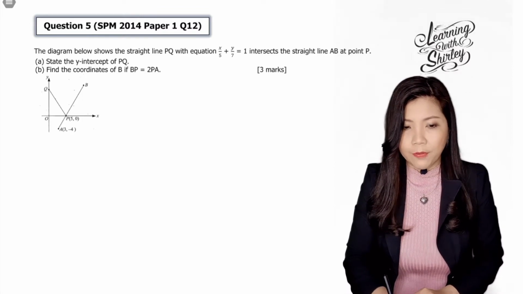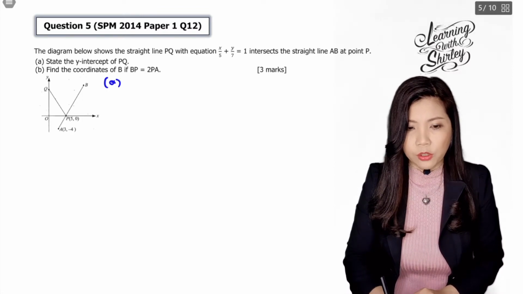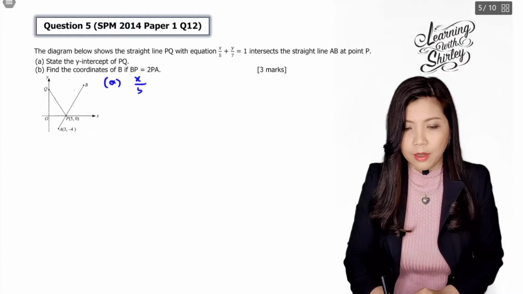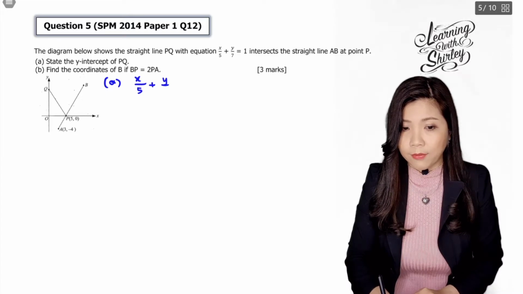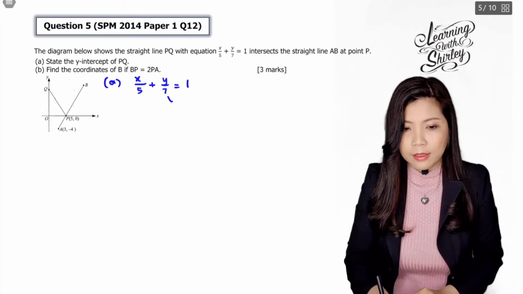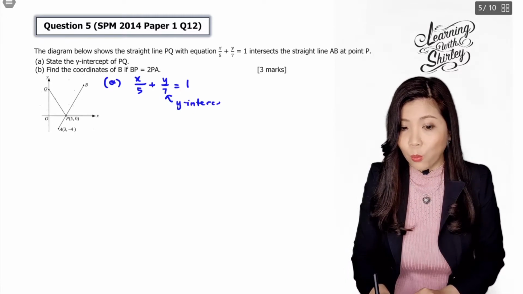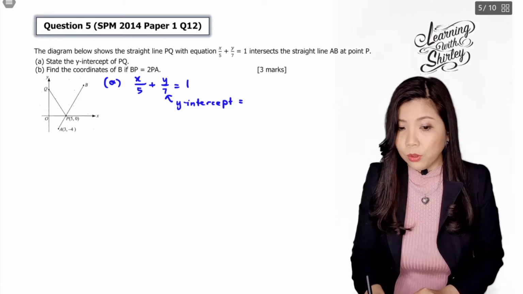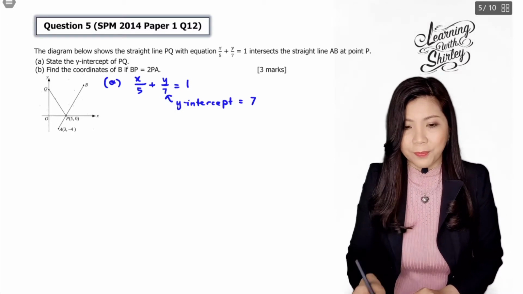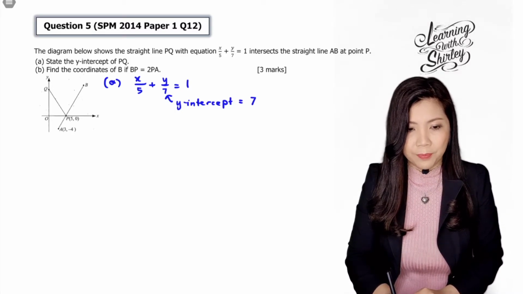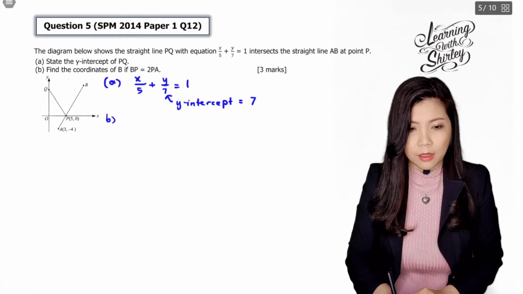Okay, let's solve for A first. It's given that the equation is x over 5 plus y over 7 equals 1. And you see, this is the y-intercept. So we can straight away get the y-intercept, which equals 7. That's the answer for A. Okay, let's solve for B. Find the coordinates of B.